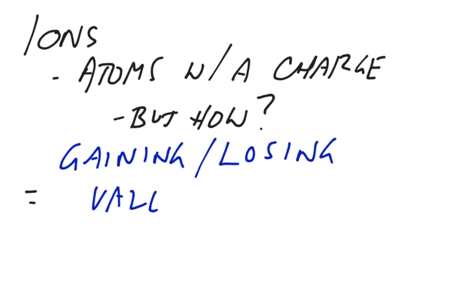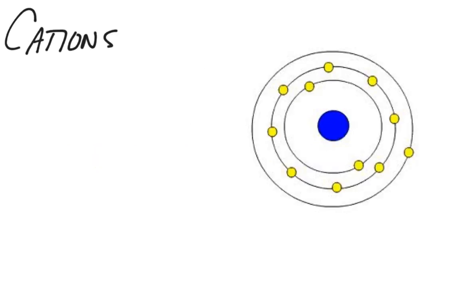And remember, valence electrons are the outermost electrons. So there are two different things that can happen. First thing that can happen is you can lose a valence electron. So this diagram over here on the right is a picture of what element? I'll give you a minute to try and figure that out. Hopefully you were able to figure out that this element right here is sodium. We know it's sodium because there are 11 electrons.